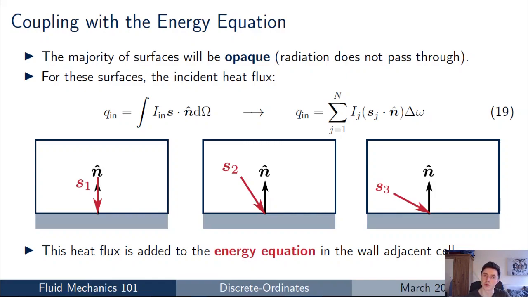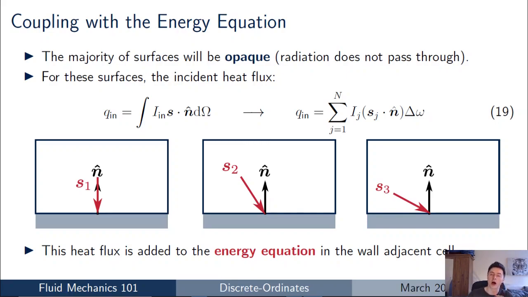And what we do, and the way that we couple radiation with the energy equation, is at the boundary faces. And what I've got for you here is a small diagram just to show you a cell which happens to be adjacent to a boundary. And what you can see is that the wall at the bottom, in this case, we're going to treat as opaque, meaning the radiation doesn't pass through it, it's just going to be absorbed and heat up the surface.